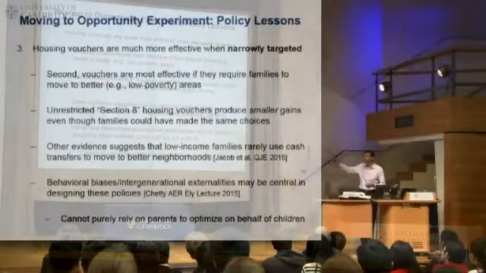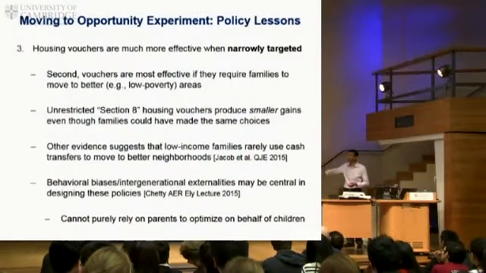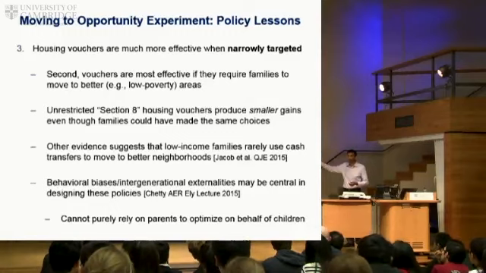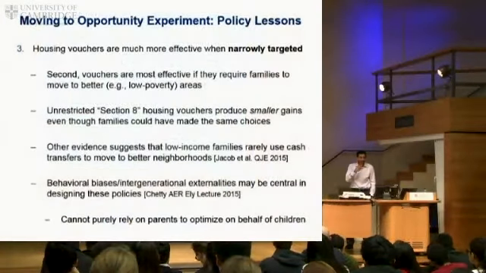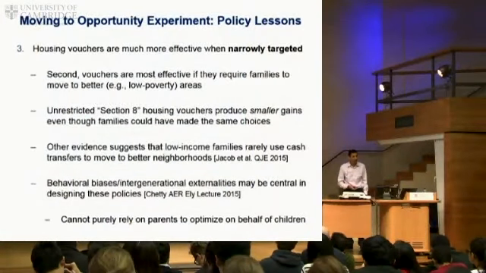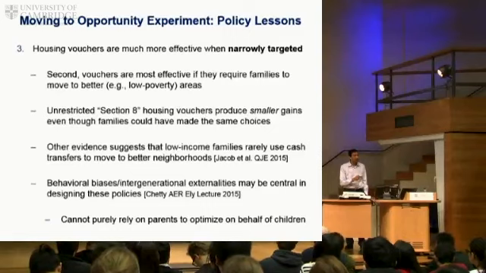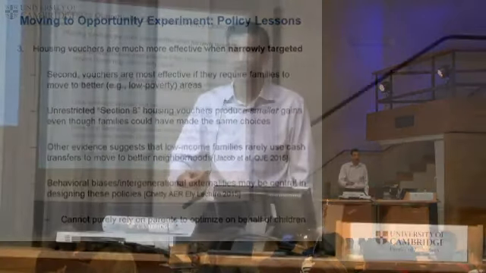That is, the people who moved to the middle of the Bronx could have chosen to move to the North Bronx with their voucher, but they did not make that choice. And as a result, their kids seem to have not done nearly as well as if they had moved to the North Bronx. Now, there's evidence from other work as well, which suggests that low-income families rarely use cash transfers.